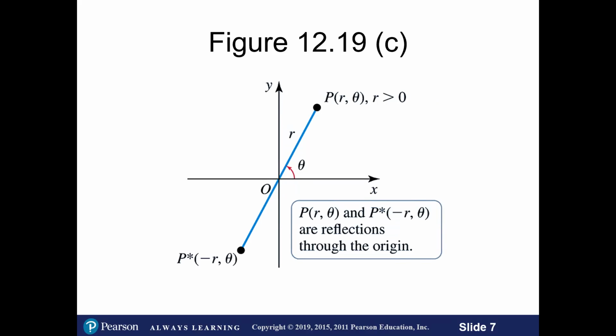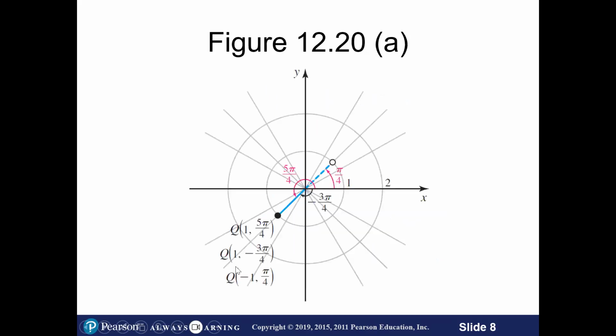We could also move a negative r, so that instead of going forward in what would be the positive x direction along the axis, we go backwards in what would be the negative direction away from the origin, and then rotate our angle that way. So the points (r, theta) and (negative r, theta) are reflections through the origin. They would fall along the same line, as you can see there.